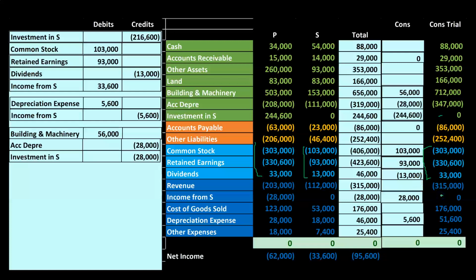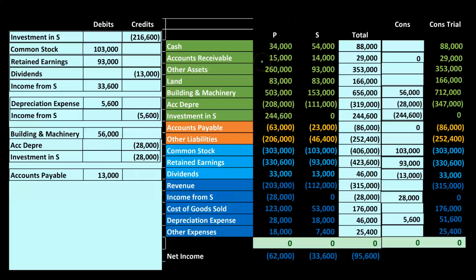And one of the tricky components here will always be this depreciation. Is the depreciation recorded? Did P record the depreciation when they recorded the equity method in the income in S? And how's that going to affect the consolidation process? Now we're going to add a couple of things where we said there was an intercompany transaction. And these, I think, are fairly straightforward.